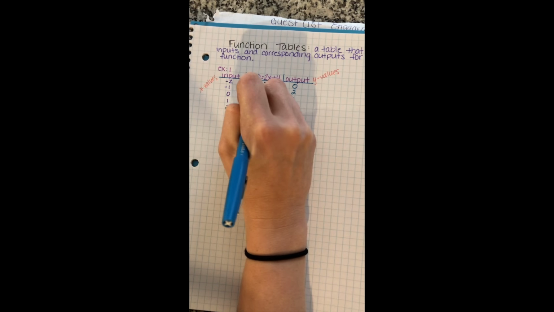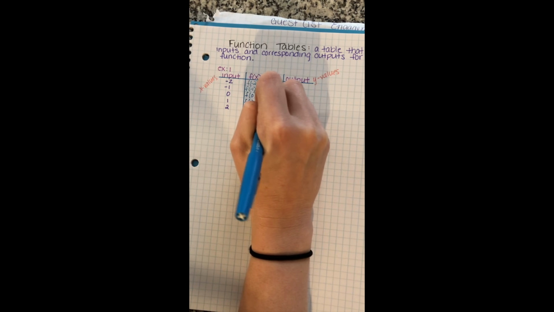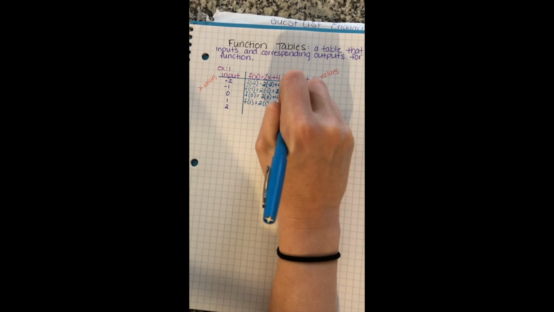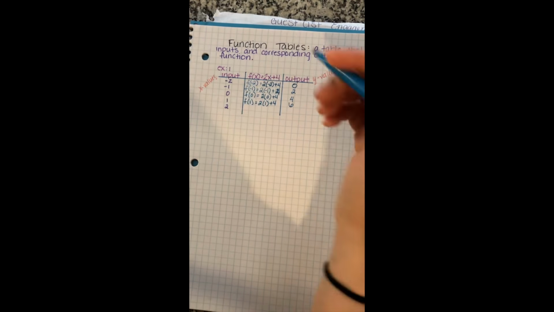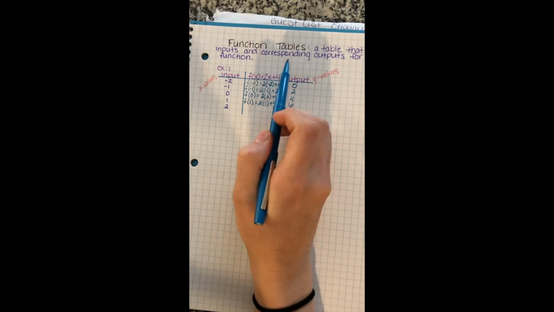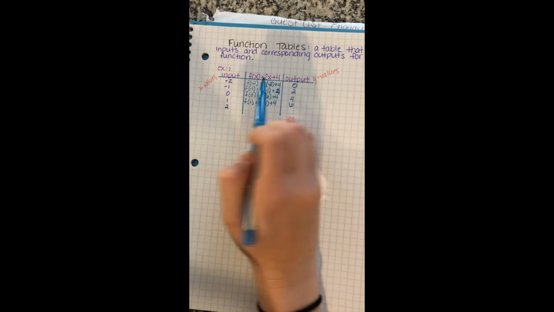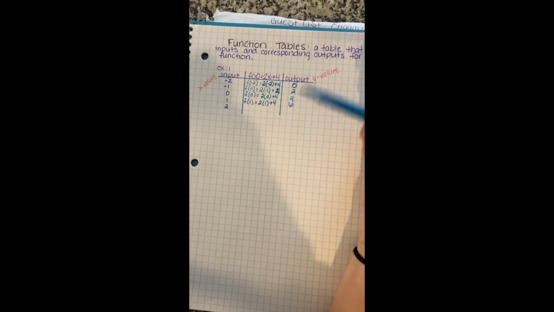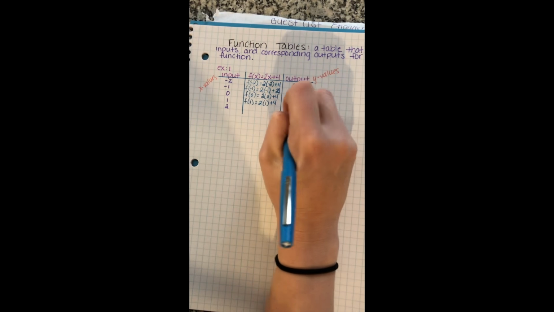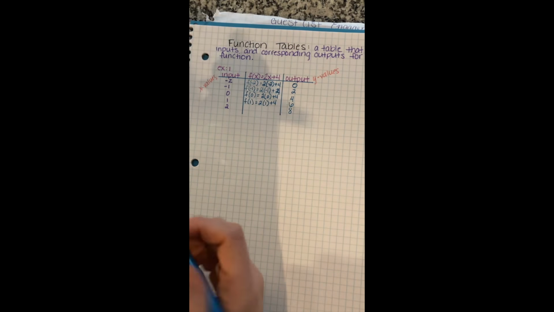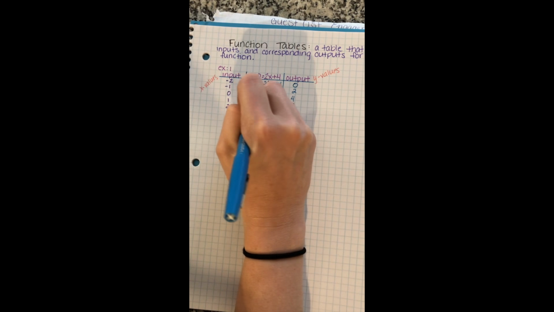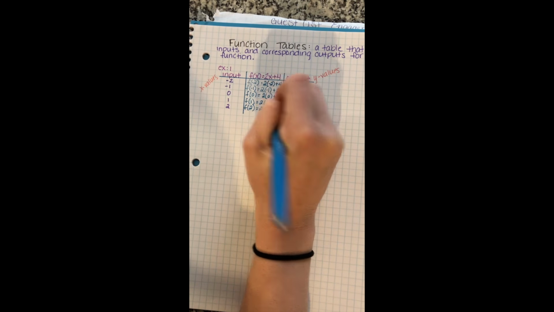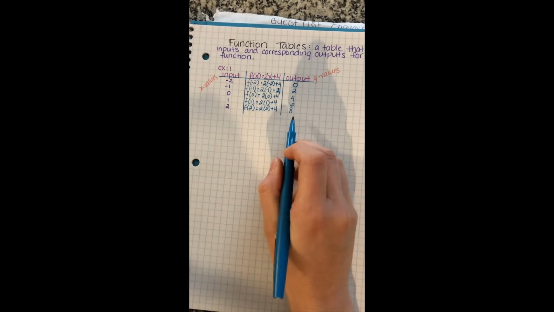f of 1 equals 2 times 1 plus 4. 2 times 1 is 2, plus 4 is 6. And you're starting to see a pattern here with the output. Since this happens to be a linear function, it's going to increase by 2 each time. So that's how we're getting the 2, 0, 2, 4, 6. So the next one is going to be 8, but let's do the work just to make sure. So we have f of 2 equals 2 times 2 plus 4. 2 times 2 is 4, plus 4 is 8.